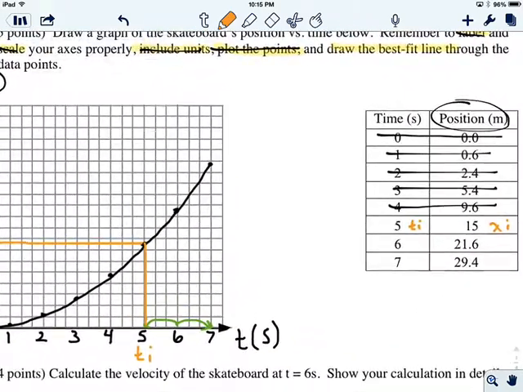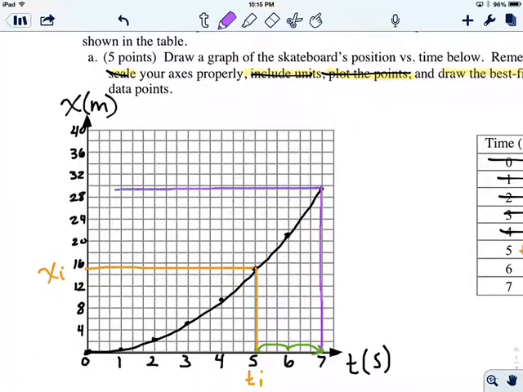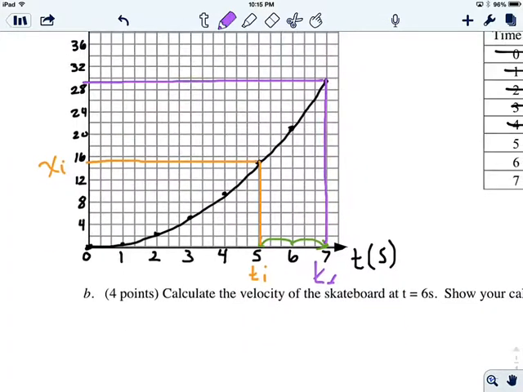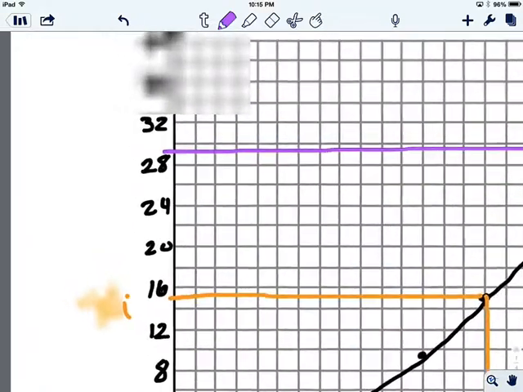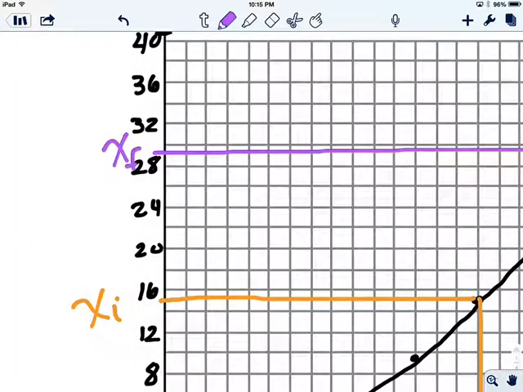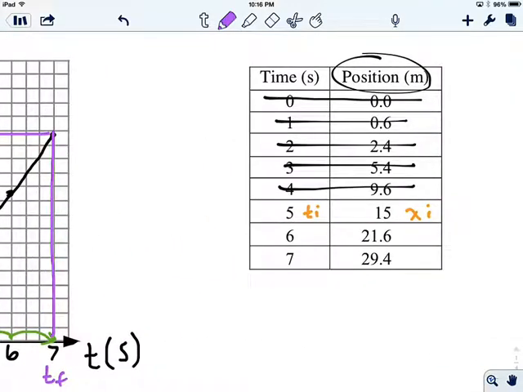All right, and let's do purple. Now for 7, I'm going to go up to the line. I'm going to go all the way over there, and now I've got my T. Oh man, that looks terrible. Let's erase that and do it again. Okay, so I've got my TF, and I've got my XF. Now again, instead of guessing where that's at, I'm just going to go over here. I'm going to see that 7's my TF, and now my XF is 29.4.